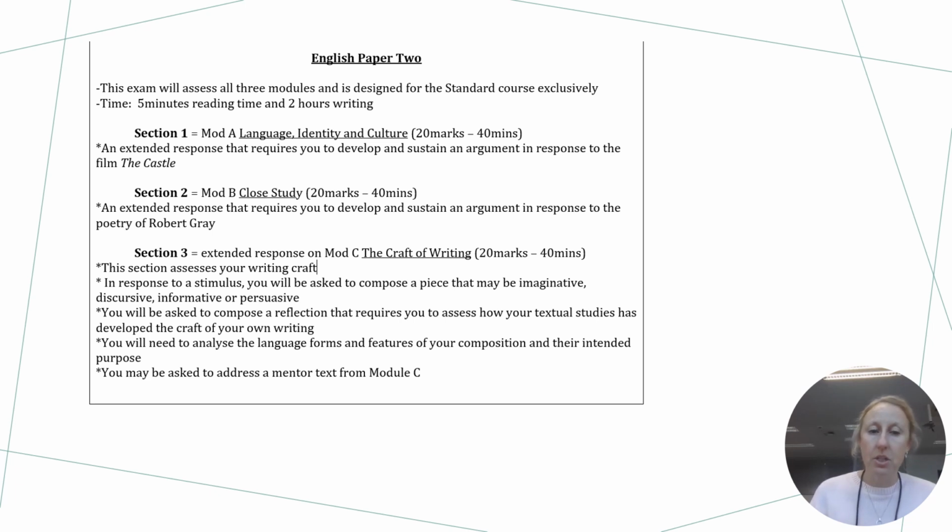Now the third section is where it varies a little bit because we don't know what NESA will ask in the HSC, as well as you don't know the exact things that will happen, but I'm telling you very clearly what to expect for Module C, so it is that little bit easier. Module C is your craft of writing. It's weighted the same, so it's 20 marks, and you should complete it in 40 minutes.